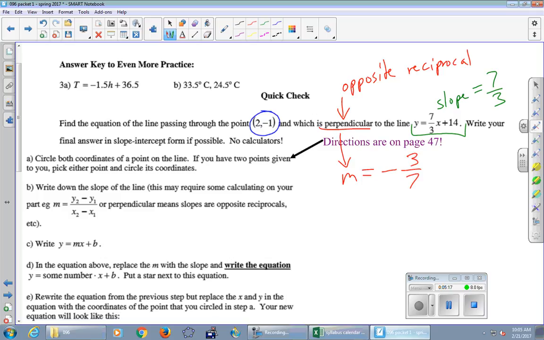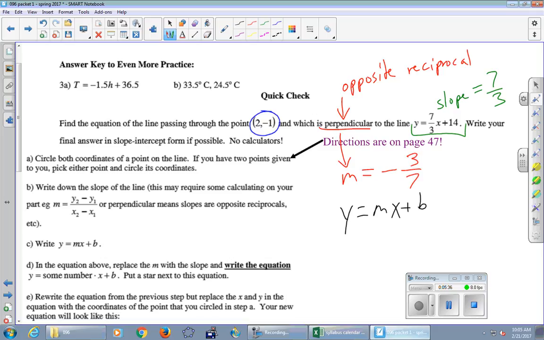Okay, so that was part B. It says write down the slope of the line. There it is. Part C, easiest step you'll find. Write y equals mx plus b. I can do that. Y equals mx plus b. Just write it. It's really powerful to just write that.